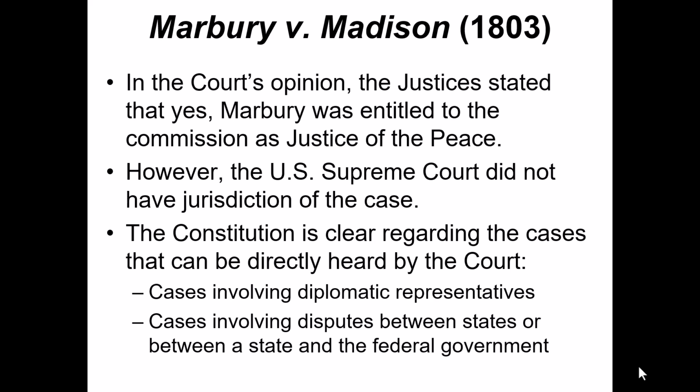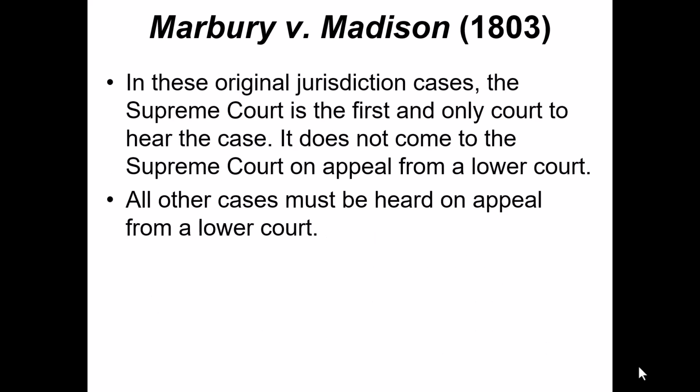Marshall argues the Constitution is clear regarding the cases that can go directly to the U.S. Supreme Court. Those are cases involving diplomats, and cases involving disputes between states, like if Texas decided to sue Nevada, or a state suing the federal government or vice versa. Those are cases involving original jurisdiction. They go directly to the U.S. Supreme Court, right? In these types of cases, the Supreme Court is the first and only court to hear the case. It does not come from a lower court appeal.